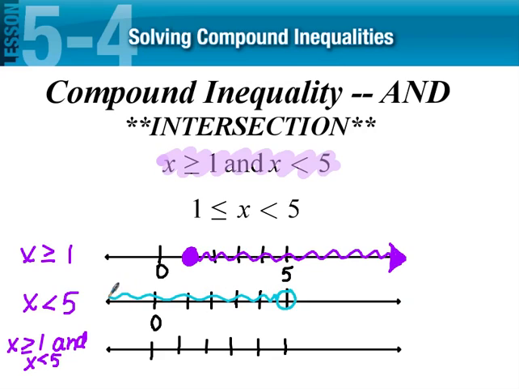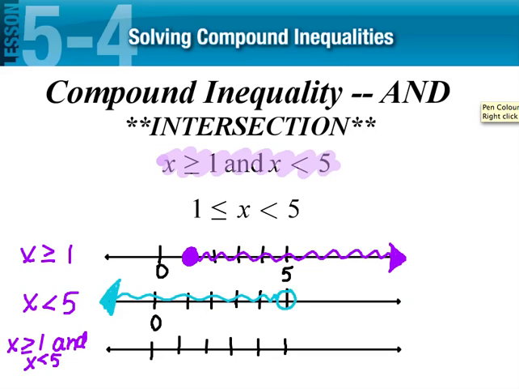To the left. Now, when I think of the word and, I think of the word intersection. So I'm looking for what's in common with these two graphs. So basically my answer has to be shaded in both the purple and the light blue graph. So let's look at the left arrow. Is the left arrow shaded in both graphs? No, because it's not shaded in the purple, right?